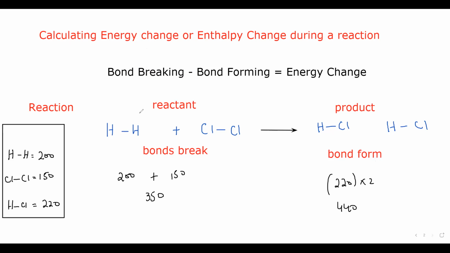So what is the bond breaking energy? The bond breaking energy is 350. So we write 350 minus the bond forming energy, which is 440. So 350 minus 440 will give us minus 90. That's right.